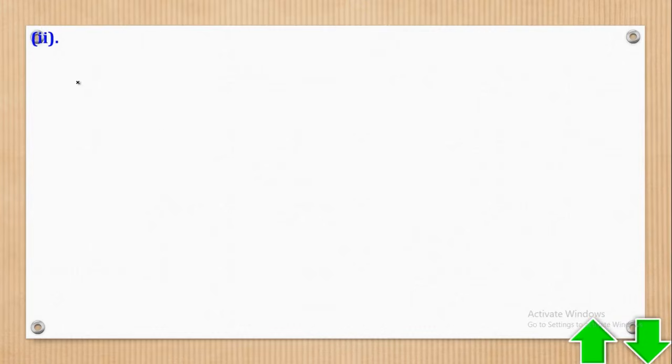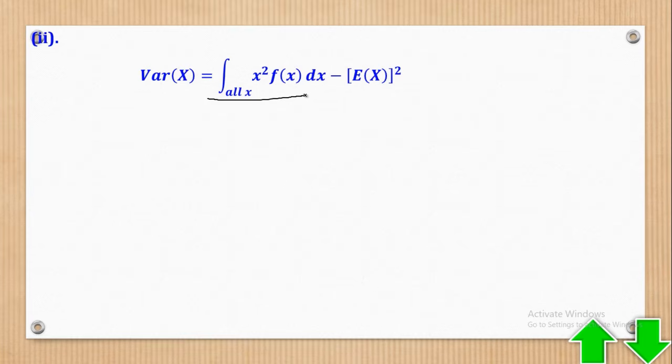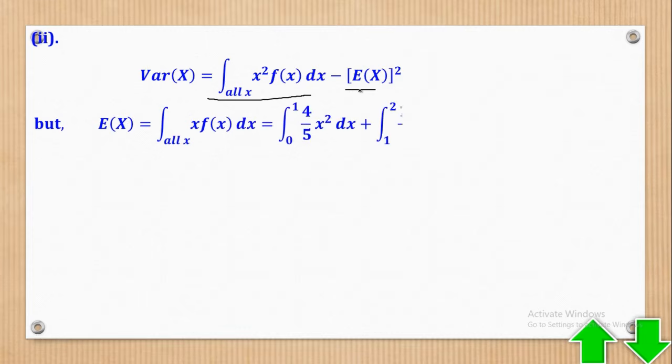So now we shall go to Roman 2, where they want the variance of x. We shall remember that variance of x is given by E(x squared) minus E(x) everything squared. First of all, I don't know E(x) yet, so I'm going to first get E(x) alone. E(x) is the integral of x times f(x). When I substitute, f(x) will give me this for the first part of 0 to 1 and this for the second part of 1 to 2.